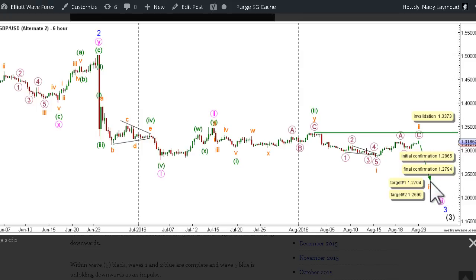So to wrap this up, this week's main count expects cable to unfold towards the upside to complete wave C green and therefore wave 2 pink, while the alternate count expects that wave 3 green is unfolding downwards within wave 3 pink, and since this count expects a third of a third wave is underway, this count would expect a sharp, violent movement downwards.